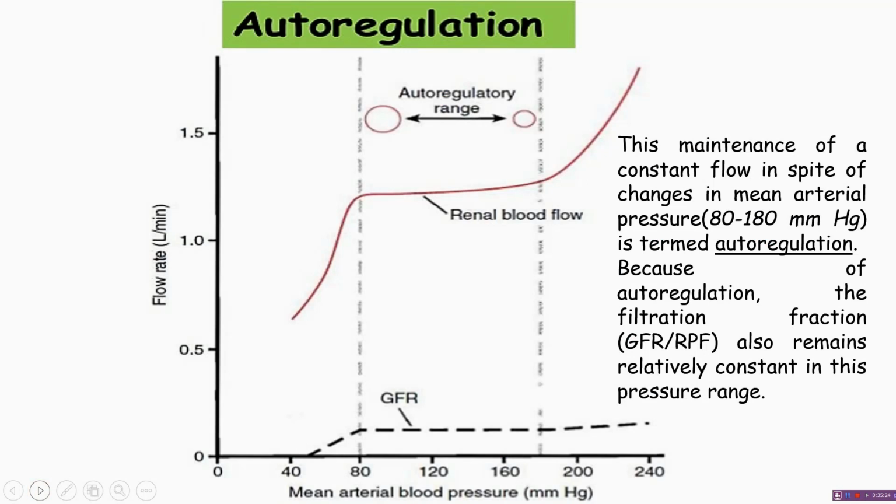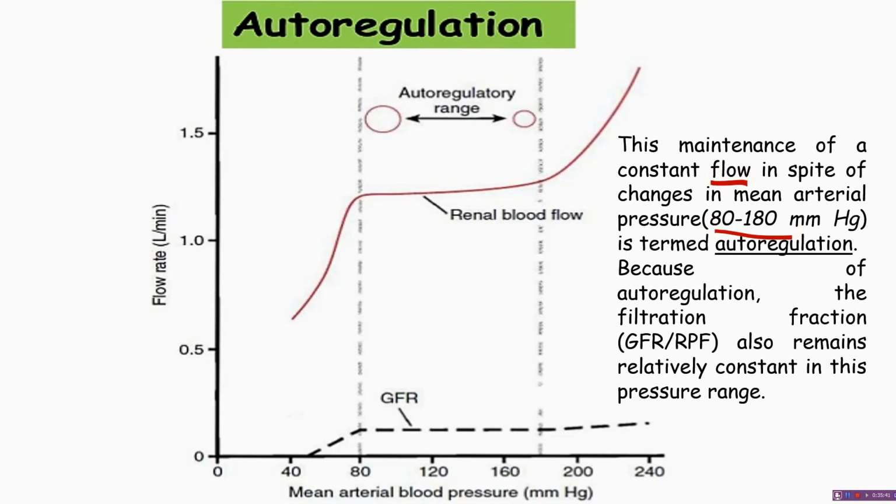Now we are coming to autoregulation. What is autoregulation? The kidney maintains a constant flow despite changes in pressure between 80 and 180 millimeters of mercury.